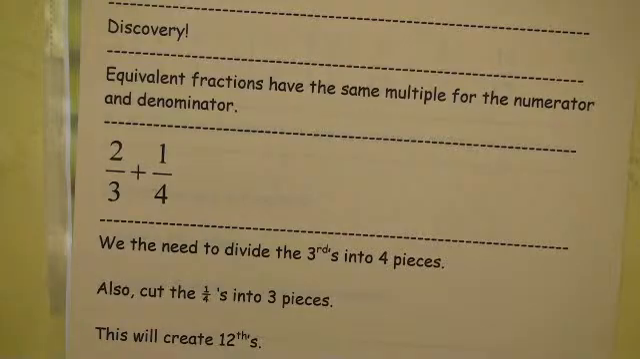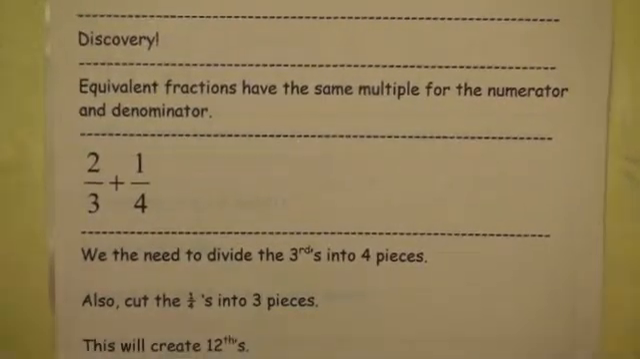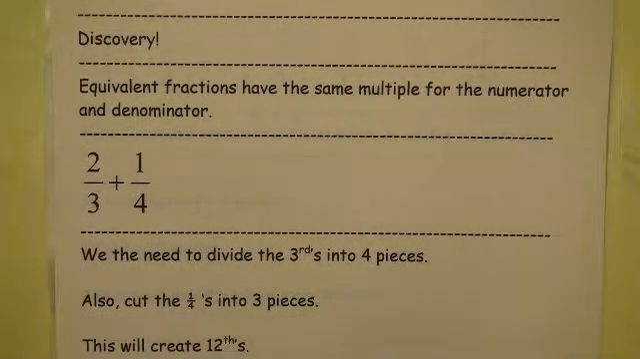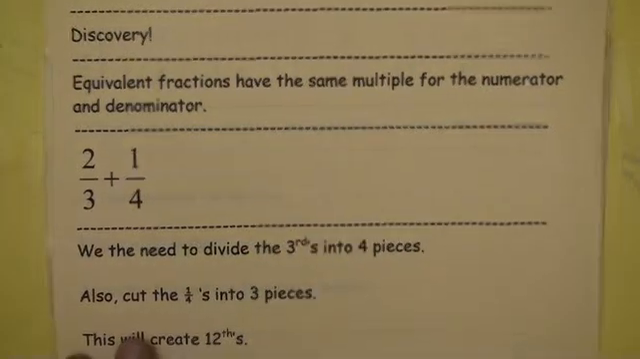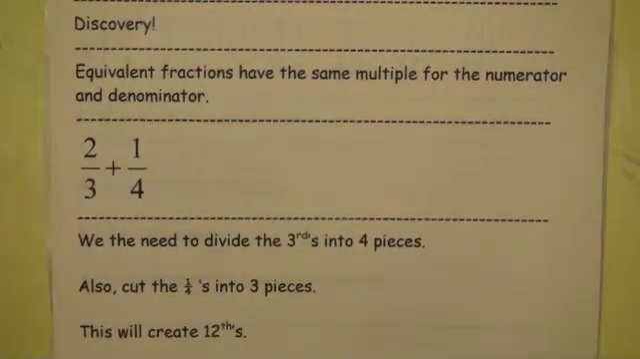So that's how we could find the common denominators, as we're going to discover that this is called later on common denominations, common increments, and that's how we get these equivalent fractions. So, in order to add 2/3 and 1/4, we would need to divide the thirds into 4 pieces, right, to get 12ths, and then we would need to cut the 1/4 or the quarters into 3 pieces, so then we could have 12ths.